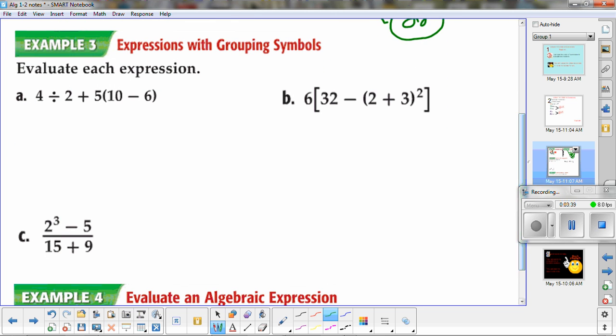In example 3, we have some problems with grouping symbols. I'm going to go ahead and write PEMDAS at the top here just so I remember my order. So in this first example, I'm going to go to the parentheses first. 10 minus 6 is 4. Rewrite everything else.